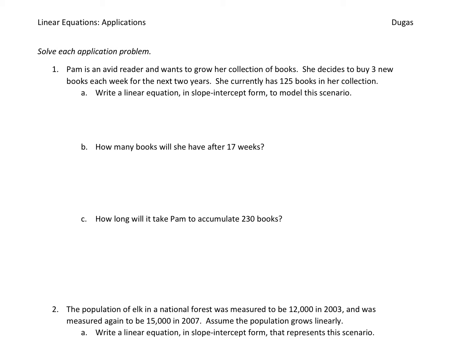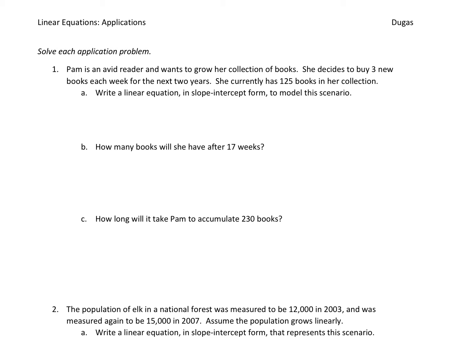So in the first one, Pam is an avid reader and wants to grow her collection of books. She decides to buy 3 new books each week for the next 2 years. She currently has 125 books in her collection. Write a linear equation in slope-intercept form to model this scenario.